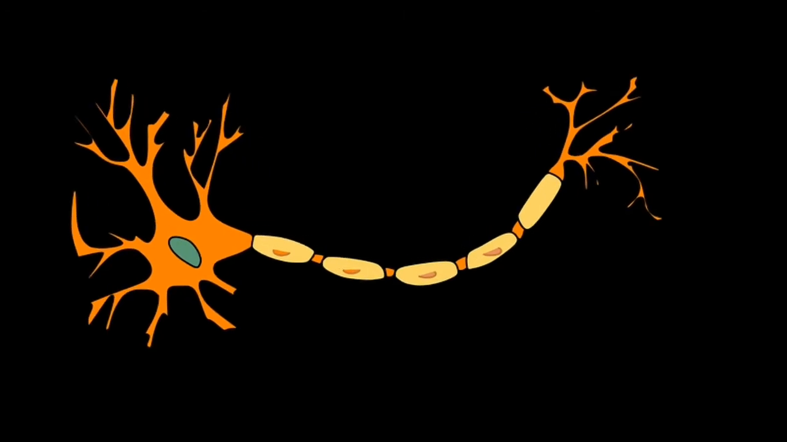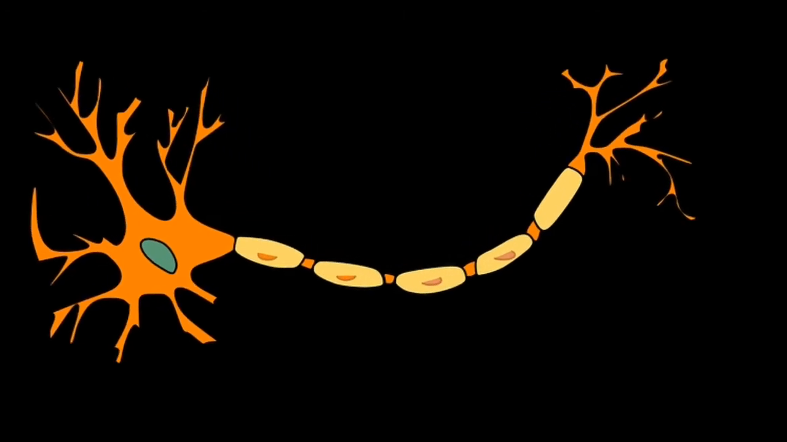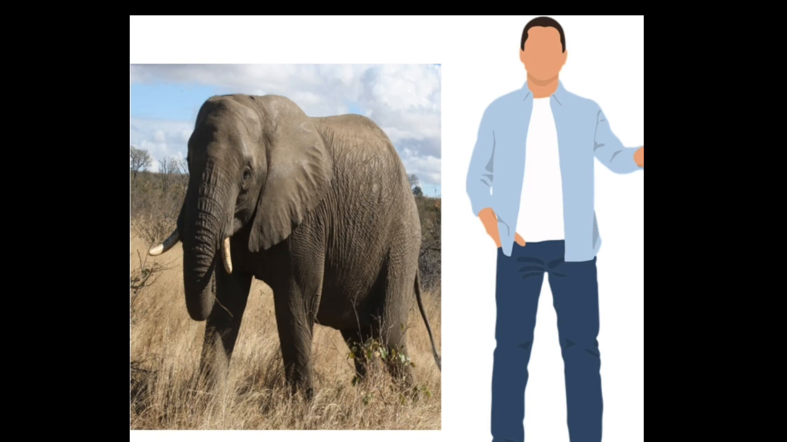The size of the cell is related to its function. For example, nerve cells in both man and elephant are long and branched. They perform the same function of transferring messages in both of them. The size of the organism depends on the number of cells and not on the size of the cell.